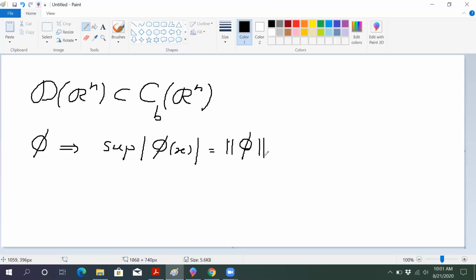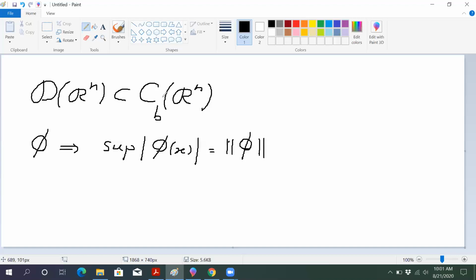Okay, the norm of phi as an element of this. But look here, when you view this test function as an element of DRN with that topology, it is not coming from any norm. That's why in our notes, when we talk about the supremum of phi, I do not use the norm notation, because I don't want you to get the impression that the topology of DRN is coming from a norm. Every test function is definitely an element of CBRN, the bounded continuous functions.